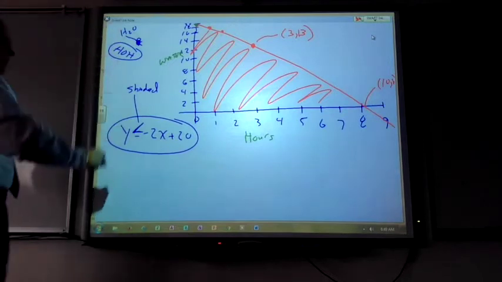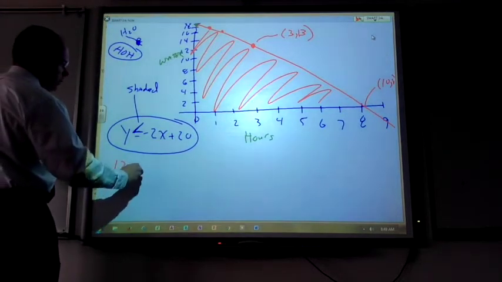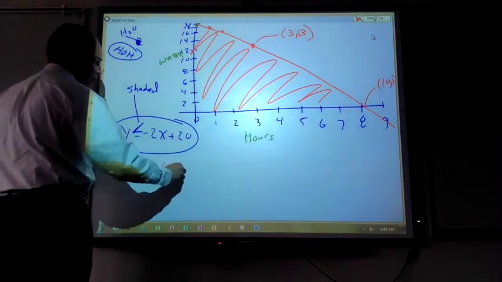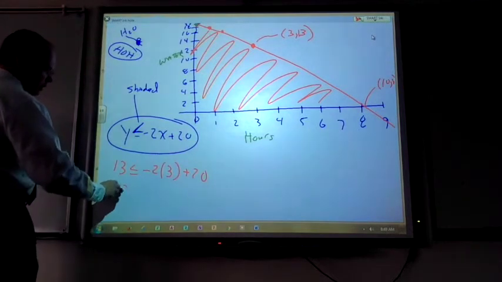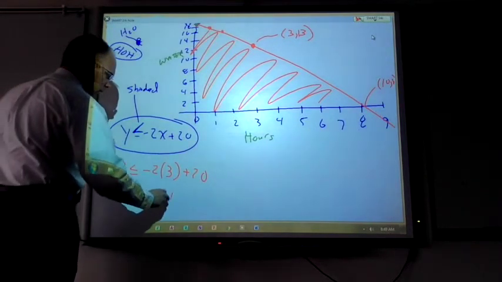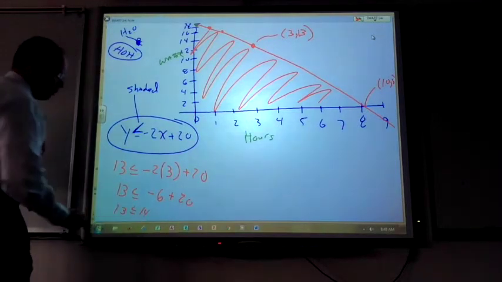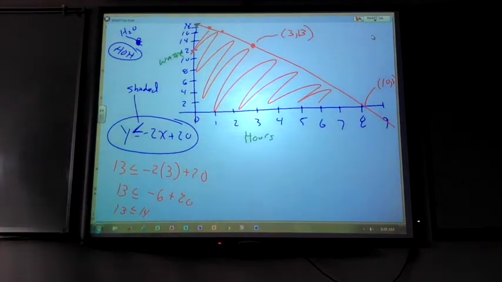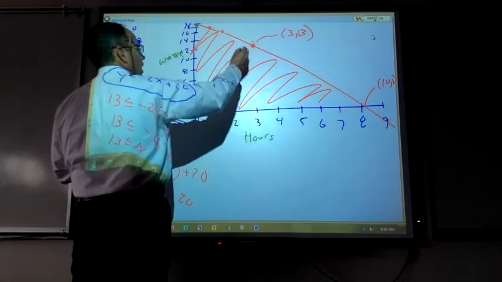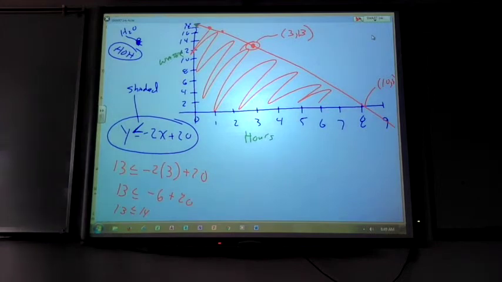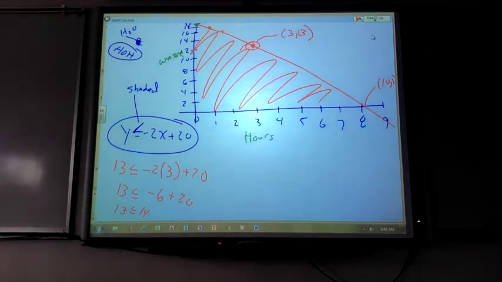Plug it in. So let's plug in those values. I'm going to get 13 is less than or equal to negative 2 times 3 plus 20. So that's 13 is less than or equal to negative 6 plus 20. So 13 is less than or equal to 14. Is that true or false? Yes. 13 is less than 14? Yes. So is this part of our solution set? Yep. It works.